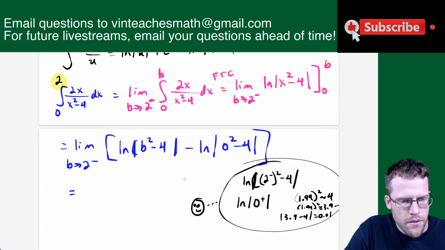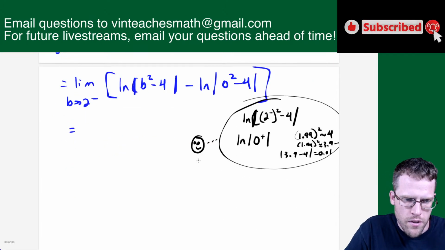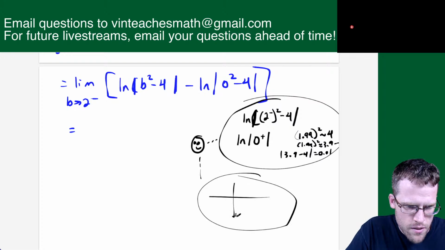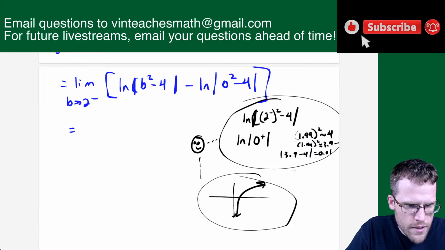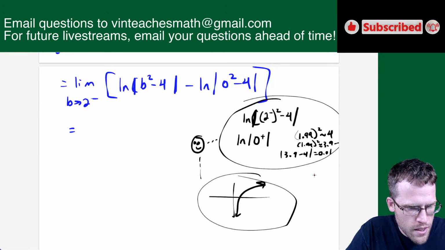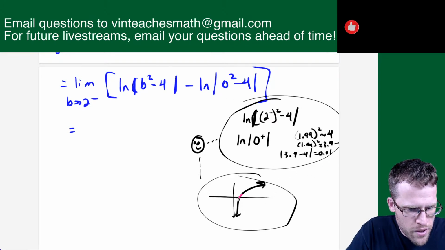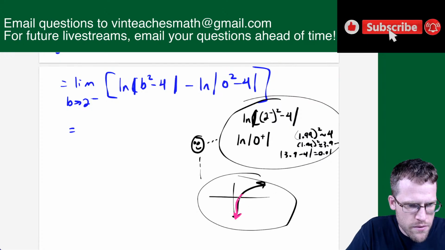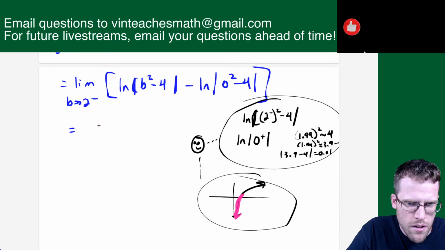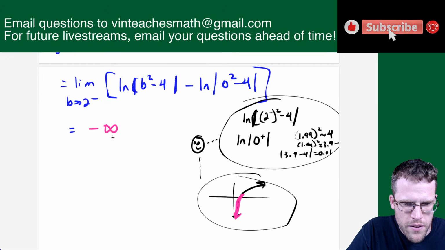And then, with no calculator, what does natural log look like? Natural log looks like this. So taking natural log of a small positive number is like taking natural log of 0 from the right side. I'm heading down to minus infinity. So that's how I know this is heading towards minus infinity minus a number, which is just going to minus infinity.